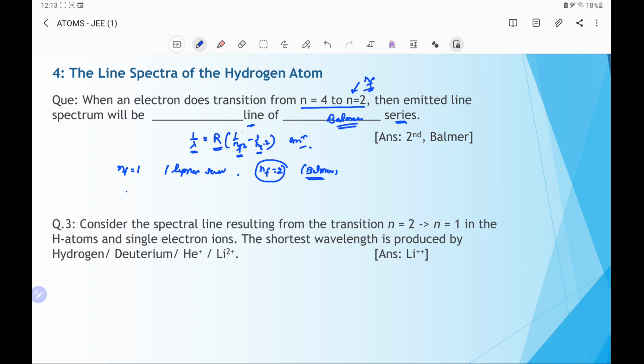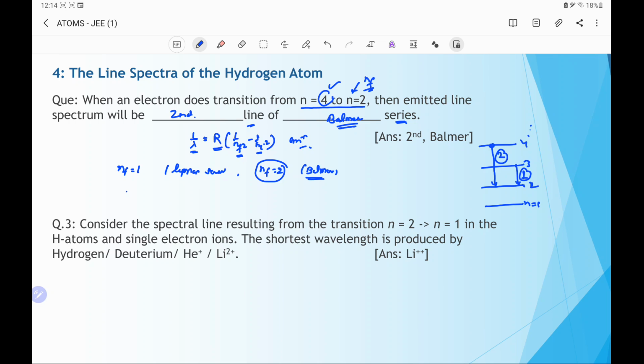Now, what is the number of the spectral line in this series? Say this is n equal to 1, this is 2, this is 3 and 4 and so on. Initially, the electron is at n equal to 4 and it transits from n equal to 4 to n equal to 2. The first line of the Balmer series is given by the transition from n equal to 3 to n equal to 2. This is the first spectral line in the Balmer series, and then the second will be n equal to 4 to n equal to 2. Therefore, the spectral line of this transition will be the second line of the Balmer series.